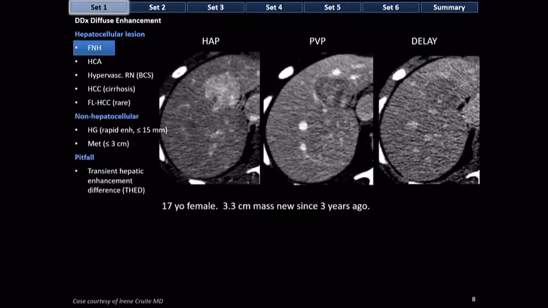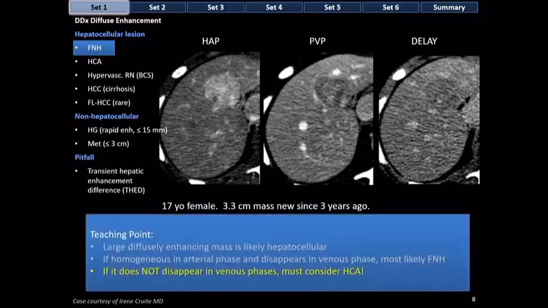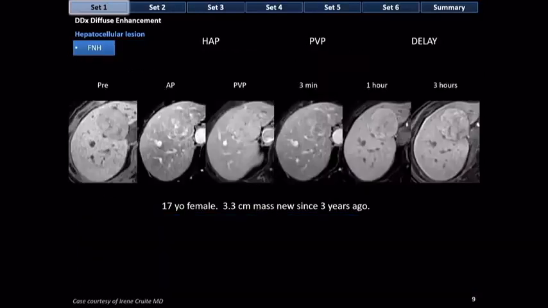It, quote-unquote, washes out in part to become darker than the liver, and notice that it's heterogeneous in the portal venous phase and delayed phase. So you would not want to call this an FNH. You definitely would want to get additional workup. So the teaching point here is that if it does not disappear in the venous phase, you must consider other entities, including hepatocellular adenoma, and that's what was done in this case.